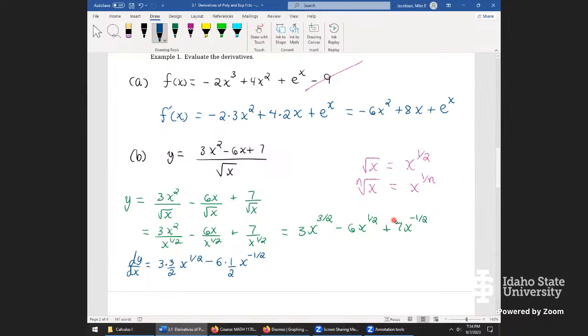Constant multiple rule means you put plus 7 in first. Then the -1/2 comes down and multiplies it. And now the new power on x, we take -1/2. We're always subtracting 1, so we're subtracting 2/2 to get -3/2 altogether. Well, I think we got it, folks. That's going to be our answer. All that's left to do to it is simplify as much as we can.